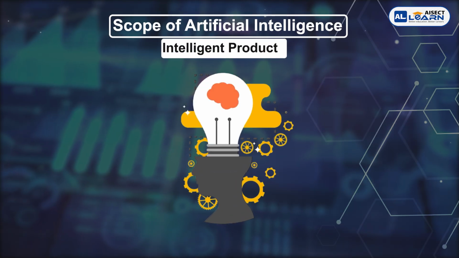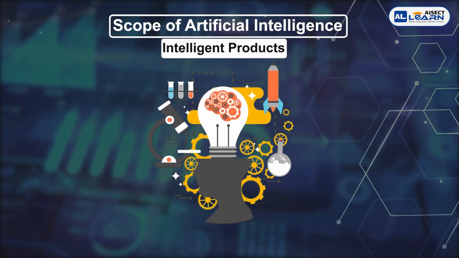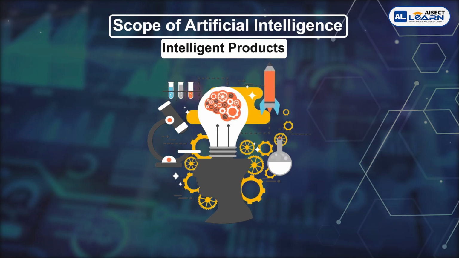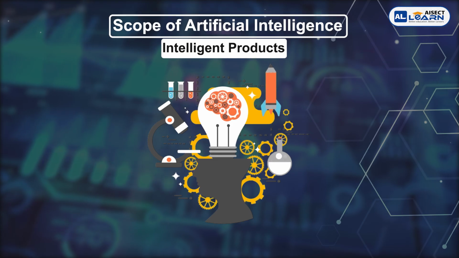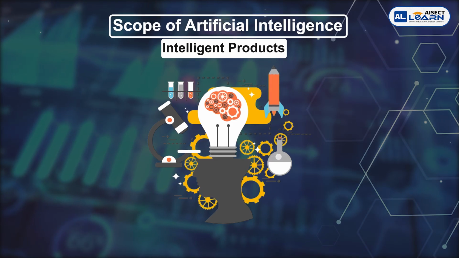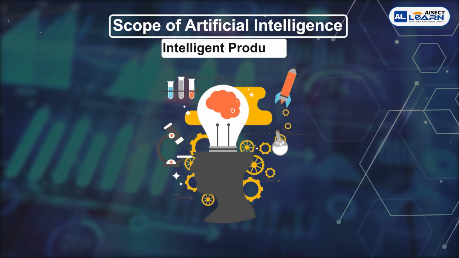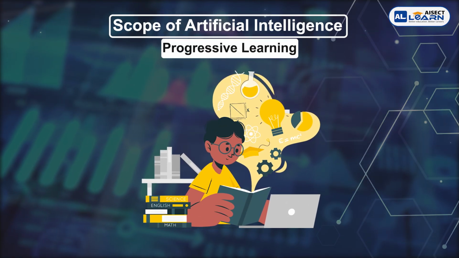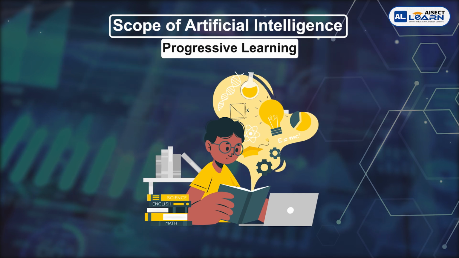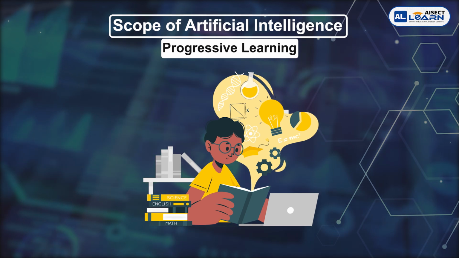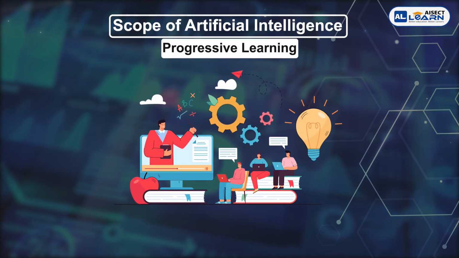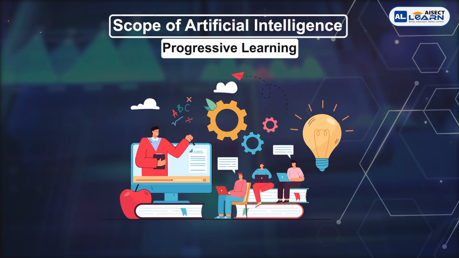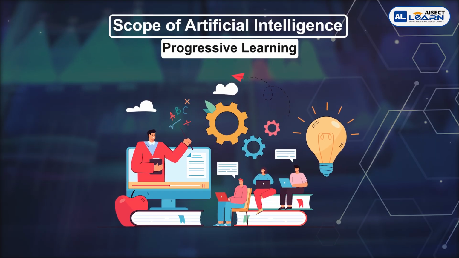And the second is intelligent products. Intelligent products means something like Siri: you ask, and it will give you the summary of today's weather and so on. So like that we can produce intelligent products. And progressive learning, like the natural language processing you are doing, means if you want to translate from one language to another very effectively, using natural language, that is progressive learning. So this is the scope of artificial intelligence, where we can use it.